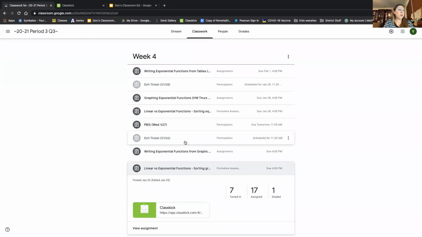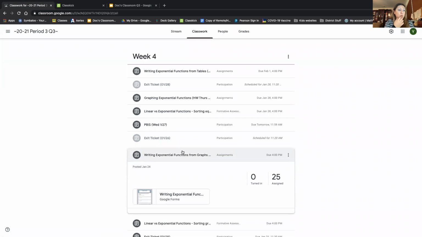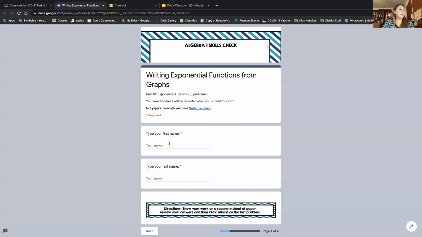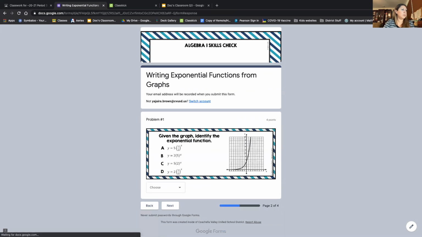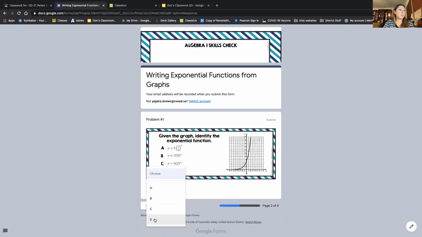Before I give up control, I want to show you your homework for today. Obviously, put in your first and last name. I'm going to hit next. And we're talking about this today in class. We're looking at this graph and then figuring out which equation goes along with it. All you're going to have to do is tell me A, B, C, or D, which one it is. There are only 3 questions. So that's 1, 2, and 3, and then you're done.